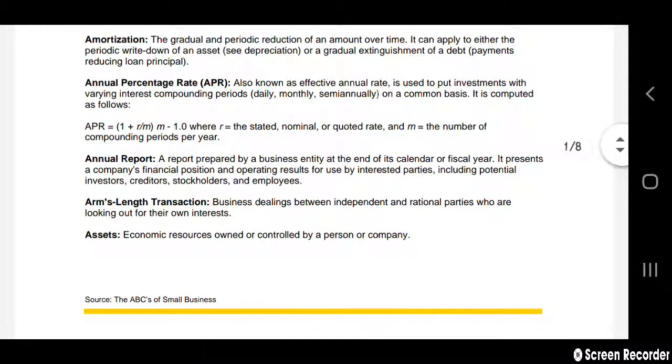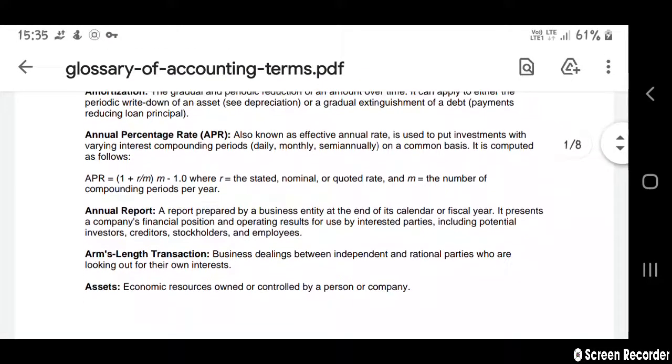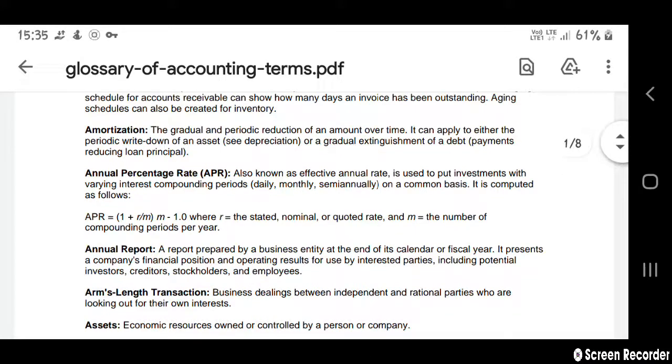Next, amortization. The gradual and periodic reduction of an amount over time. It can apply to either the periodic write-down of an asset or the gradual extinguishing of a debt, meaning payment reducing the loan principal.